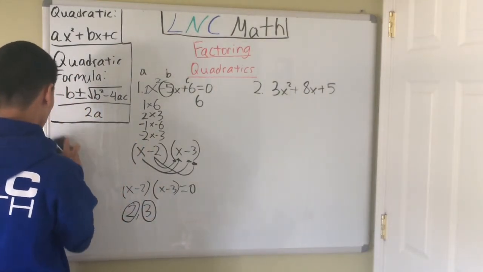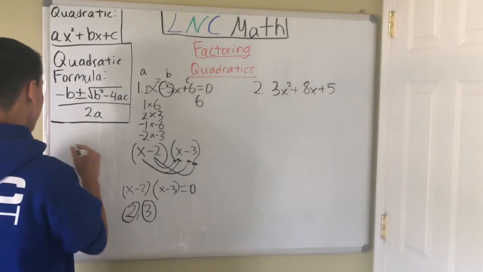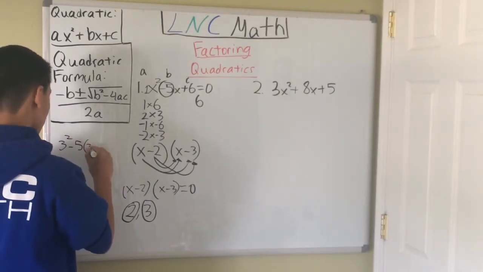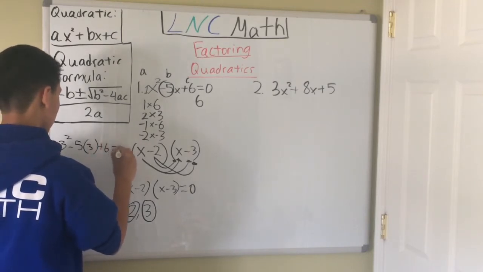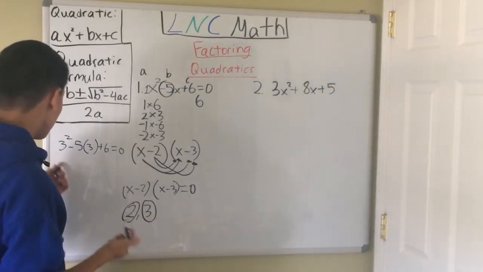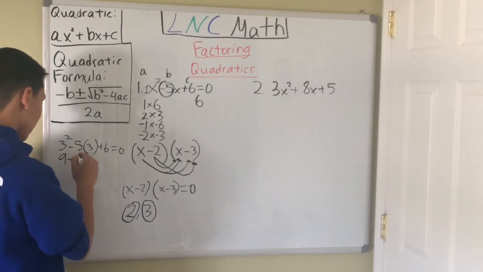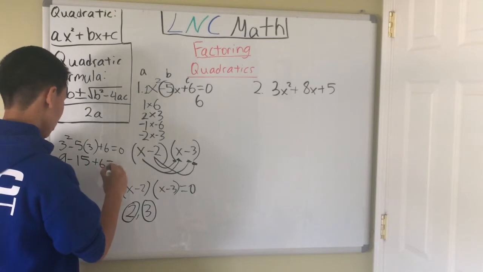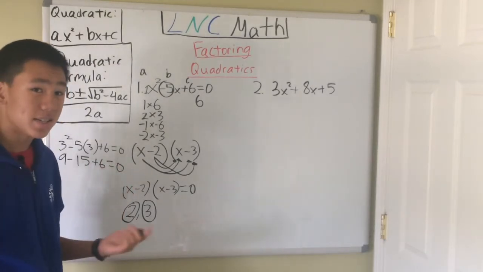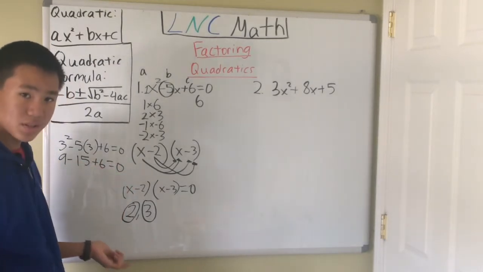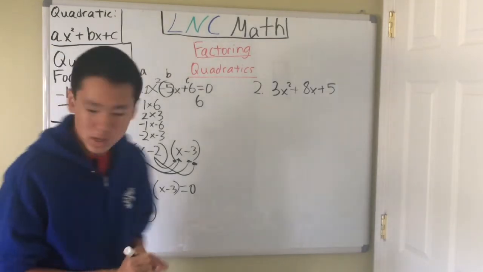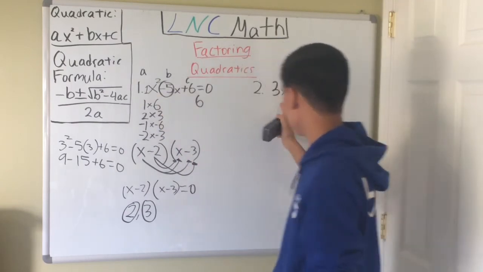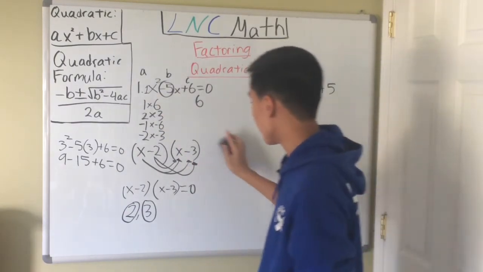Let's check it for 3. 3 squared minus 5 times 3 plus 6 equals 0. So 3 squared is 9, minus 5 times 3 is 15, plus 6 equals 0. 9 minus 15 is negative 6, plus positive 6 cancels out to equal 0. So that's what you do when you have a coefficient of 1. Here, in the next problem, we have a coefficient of 3.